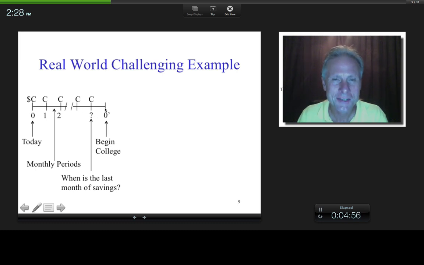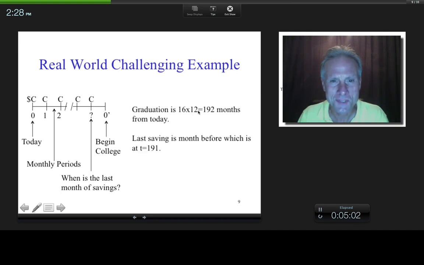Well, we got 16 years. How many months in a year? 12 months in a year. So 16 times 12, so 192 months until Sarah goes to college. And so if this is t equals 192 months, then the last savings will be at t equals 191.